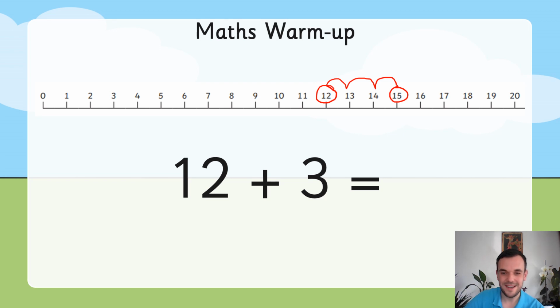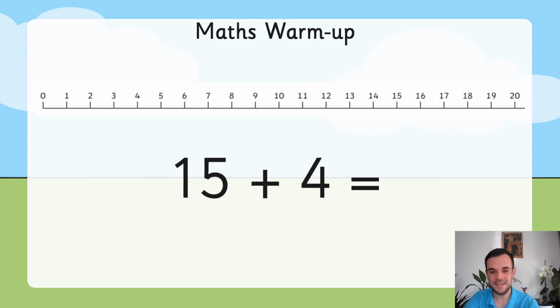So we're going to write our answer here. A 1 with a 5 makes 15. Let's read our number sentence back to ourselves. 12 add 3 equals 15. If you got that right, give yourself a big tick. If not, go back and have another go. Let's look at the next example.